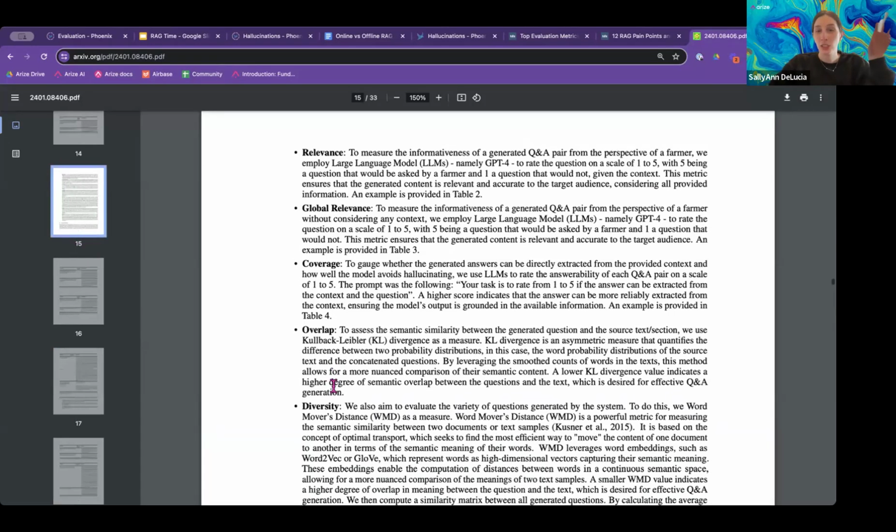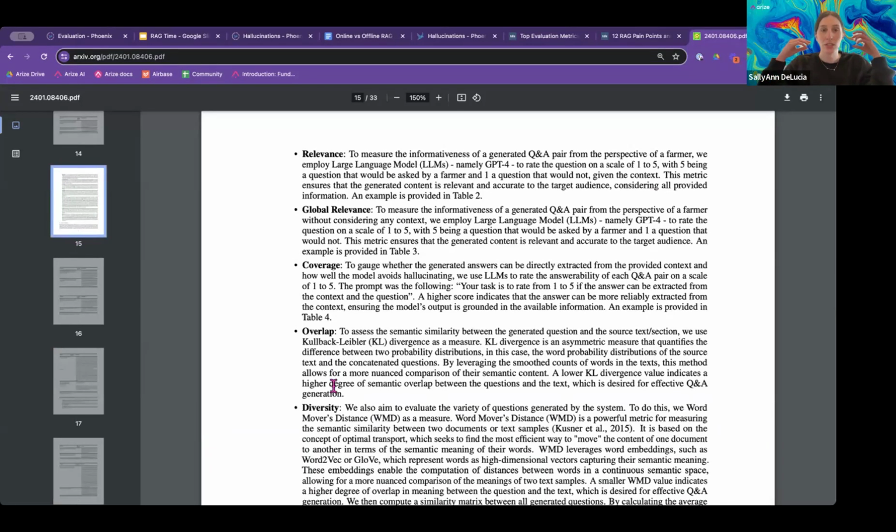If you're reading this paper, they do evaluate their questions and answers with different criteria, and also the QA pairs. So this right here is the QA pairs. They measure the relevance, they say, to GPT-4. They're basically prompting it, saying, hey, rate this question on a scale of 1 to 5. Is it a question that would be asked by a farmer or not a farmer?